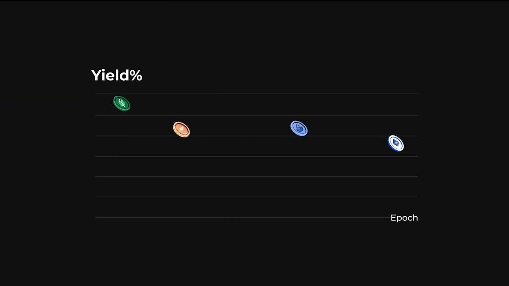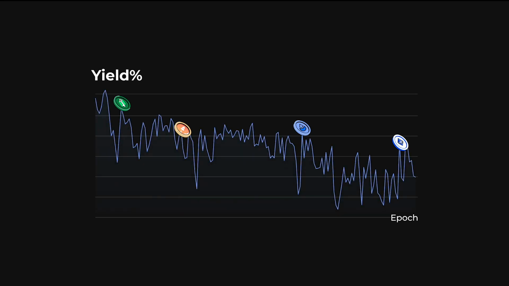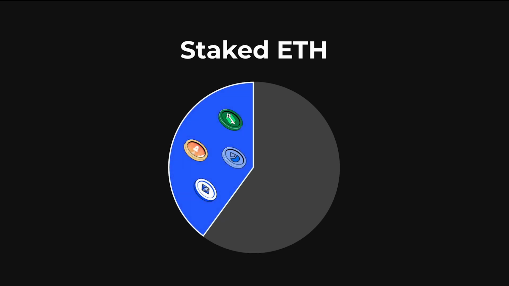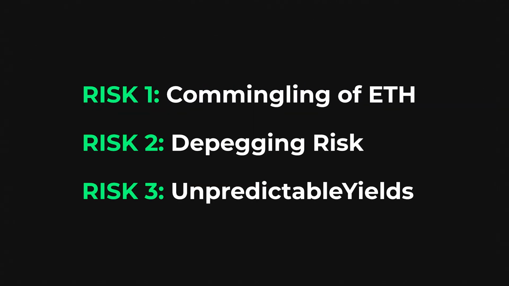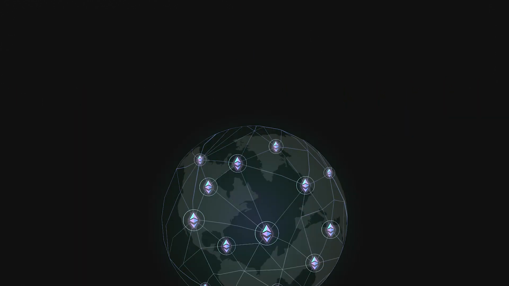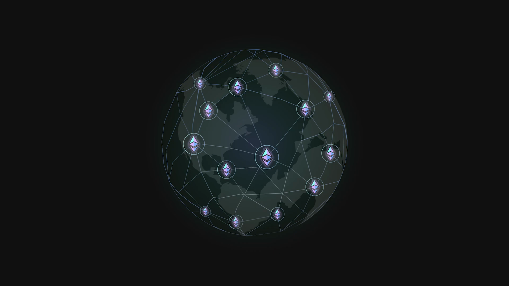LSTs often produce unpredictable returns, making it difficult for you to plan and manage your investments effectively. About 40% of all staked ETH is liquid staked, so these risks, when combined, pose a threat not only to your individual investments, but also to the stability of the entire Ethereum network.